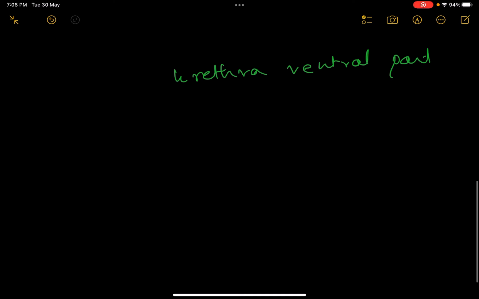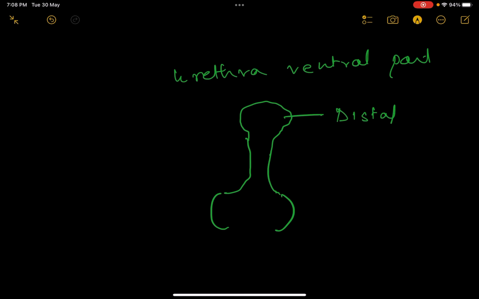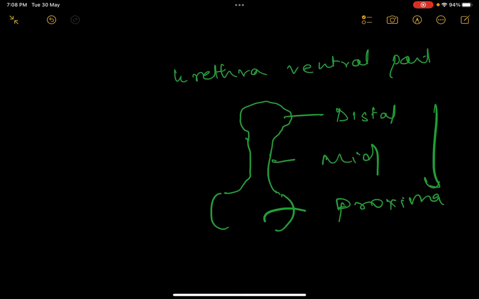So now let me draw the ventral view of the penis. This is the scrotum, this is the shaft of the penis, this is the glans. Again, pardon my drawing. So you could have a distal hypospadias, a mid-shaft hypospadias, or a proximal hypospadias. And as you go downwards, as you go more proximally, the severity of the disease increases proportionally.